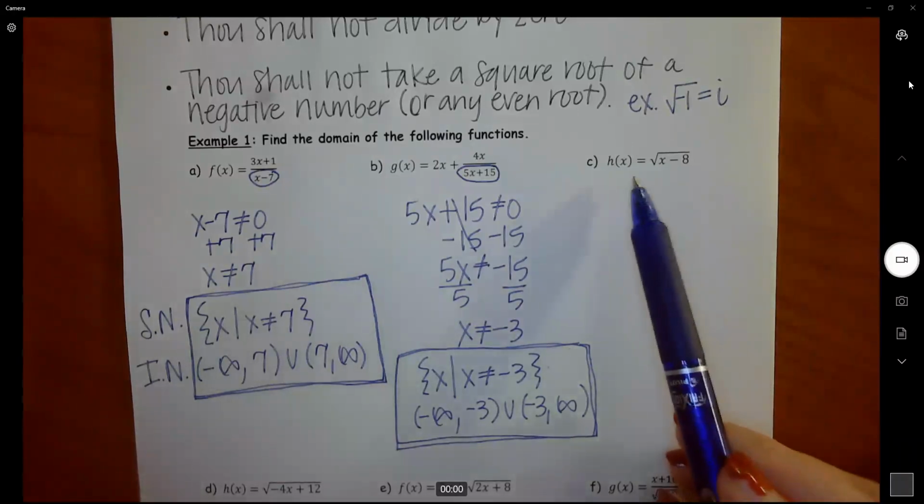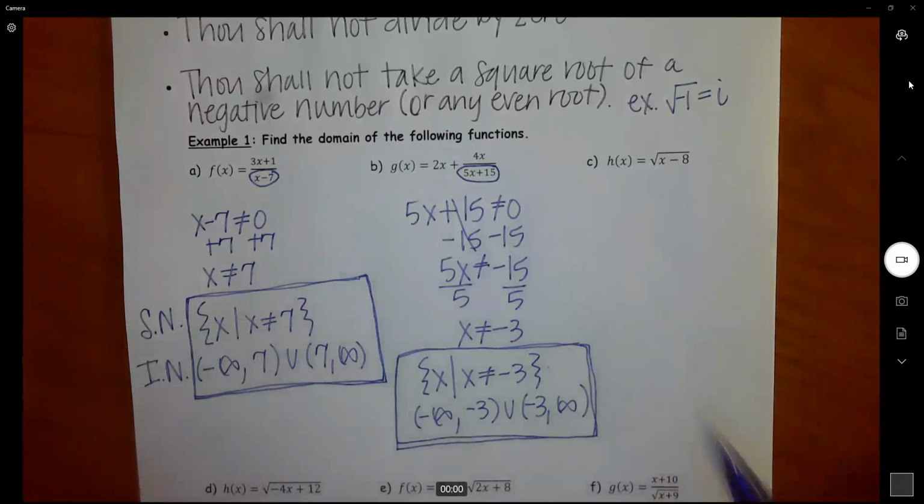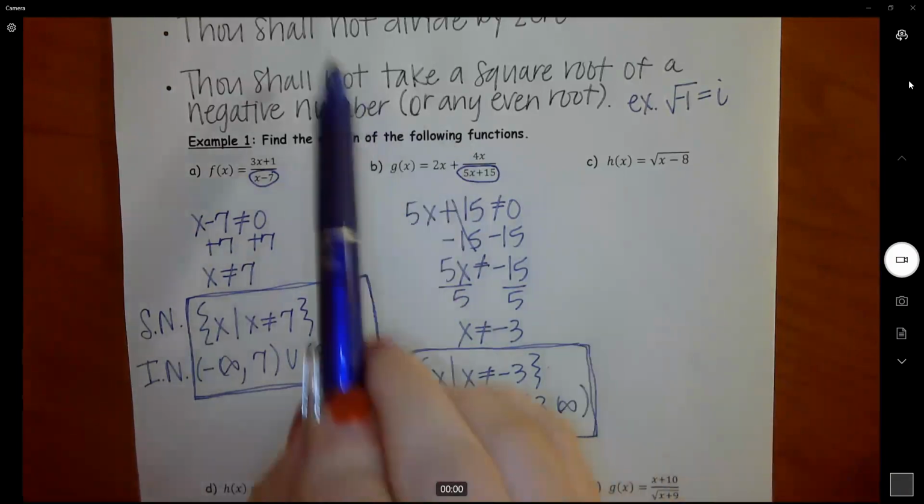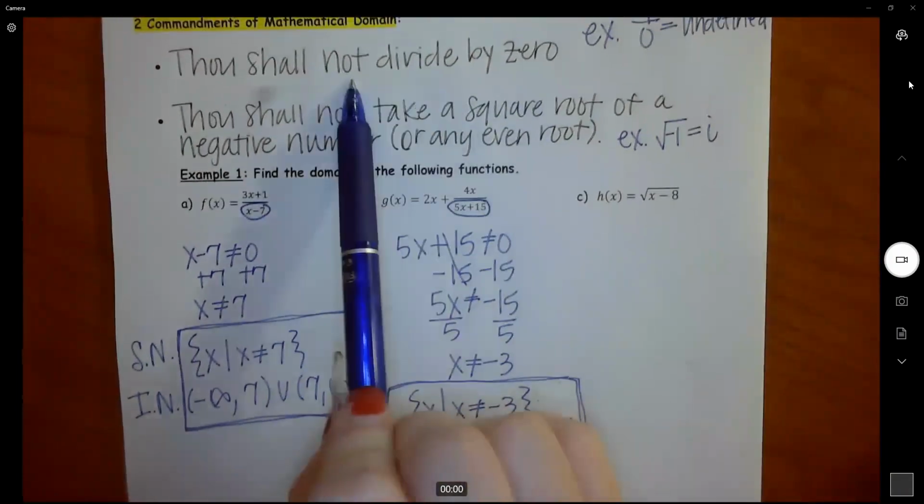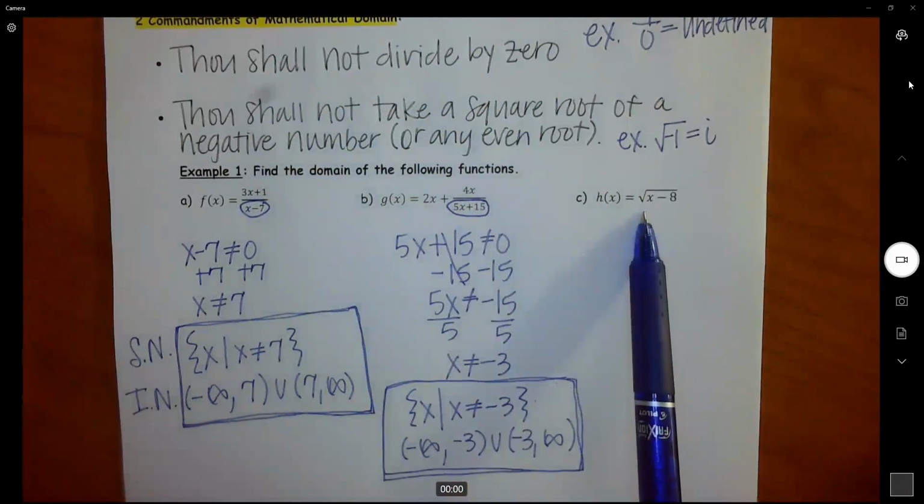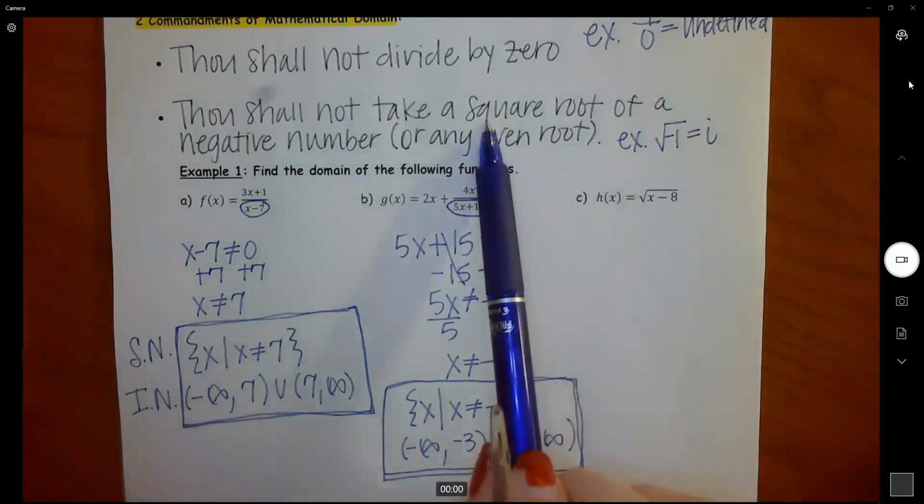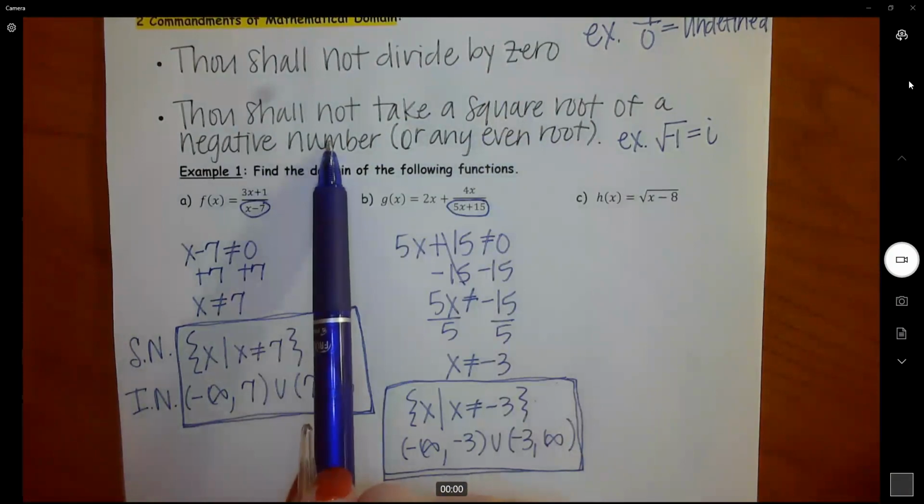On C, when I have h of x equals the square root of x minus 8, now I don't care about dividing by 0 because there's no denominator here. But what I do need to make sure is that I don't take a square root of a negative number.